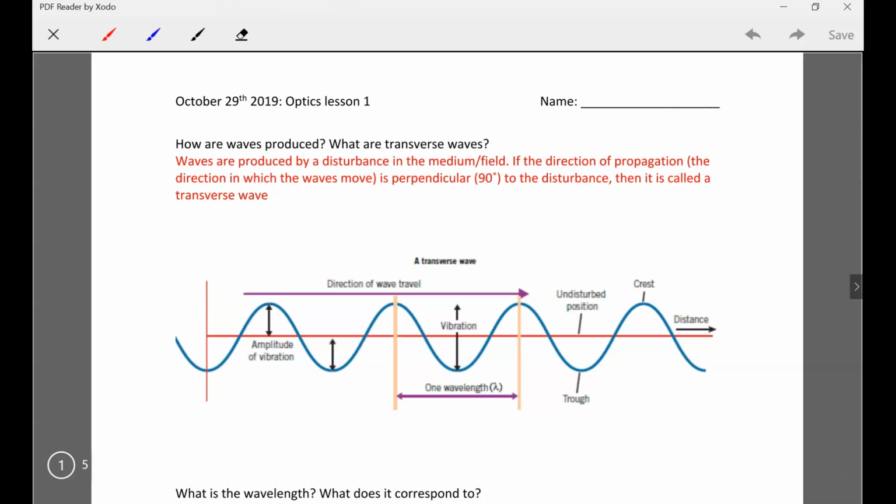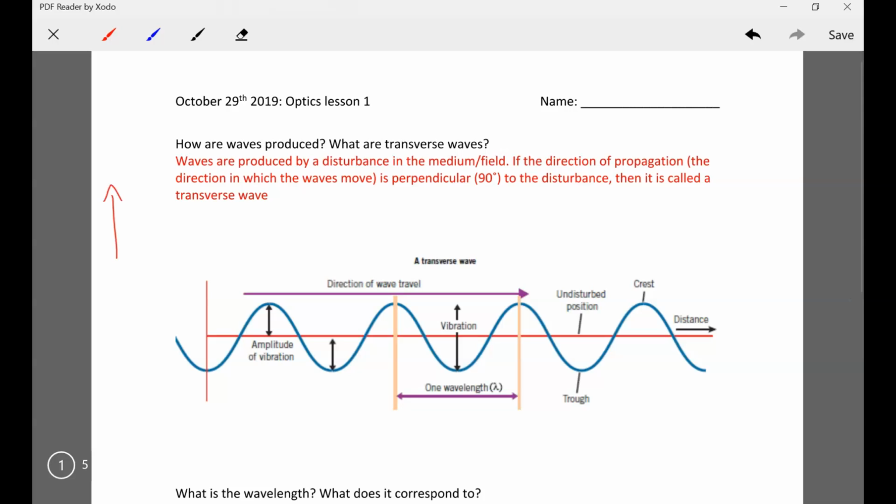We discovered when we did the crowd wave in class that we were moving our hands up and down, so that was the disturbance in the medium. And the wave was actually moving from left to right, so it was going sideways. So waves are produced by a disturbance in the medium or a field, and this wave is an example of a transverse wave because the direction in which the wave is moving is at 90-degree angles to where you're doing the disturbance, which is up and down motion. We're moving our hands up and down.